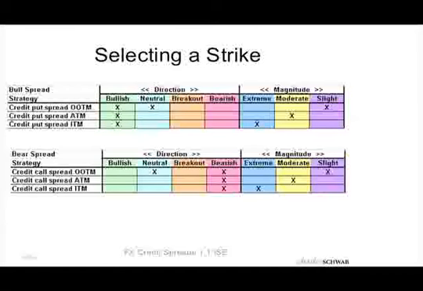Now today, we're only talking about bullish and bearish, but it's possible to do these if you're neutral. What I like to call bullish with a neutral bias, or bearish with a neutral bias. And that's how you decide what strike prices to choose. So in the first example, this is the bullish spread. You use a credit put spread.